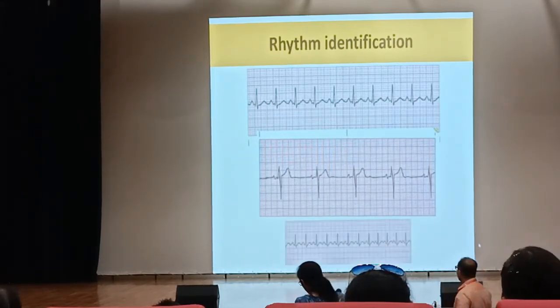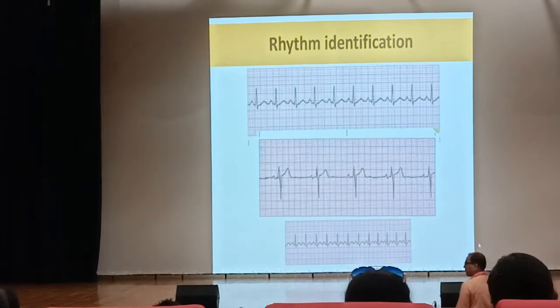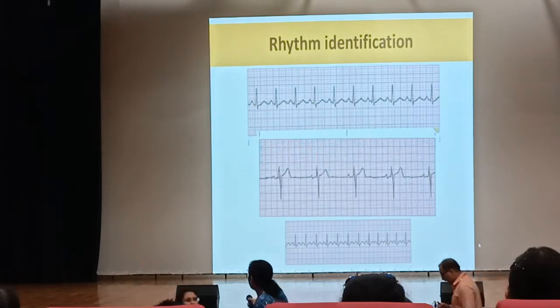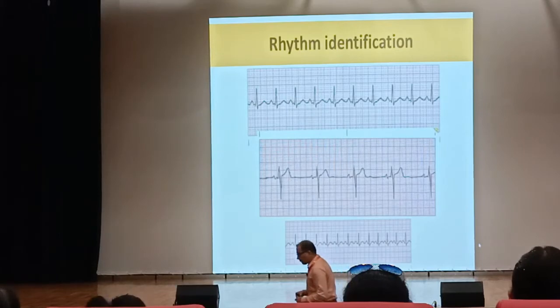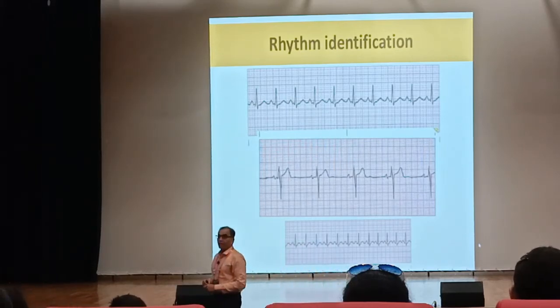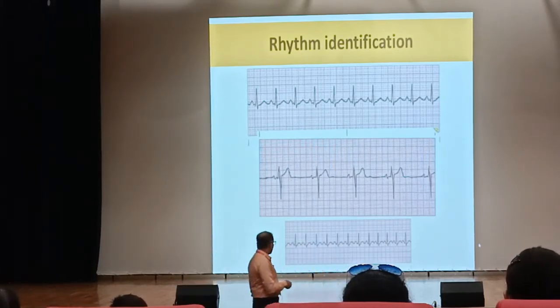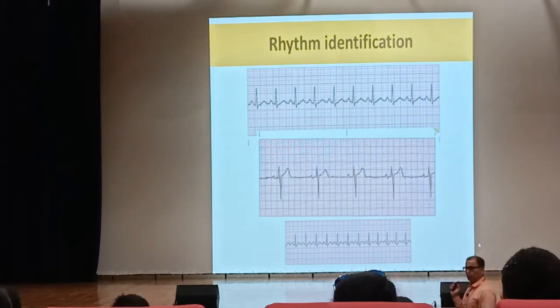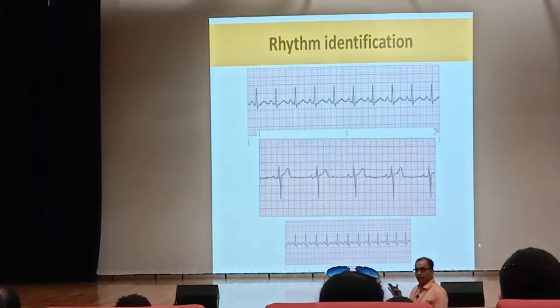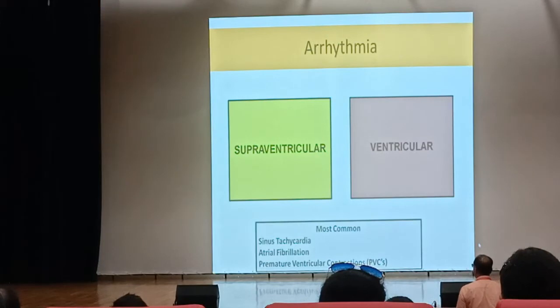Then comes this. If I look at this, again if I count, there are 6 R waves in 15 large squares. So that makes it around 120. Rest all same because P wave morphology is normal, PQRS relation is 1:1, PR interval is normal and QRS complex is narrow. So this is sinus tachycardia. If we follow this, we can identify any kind of rhythm. We'll see in the subsequent slide.